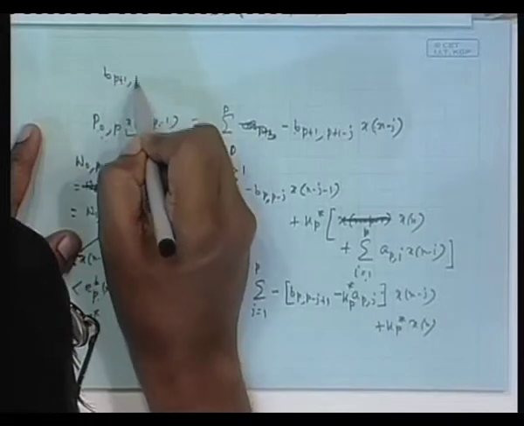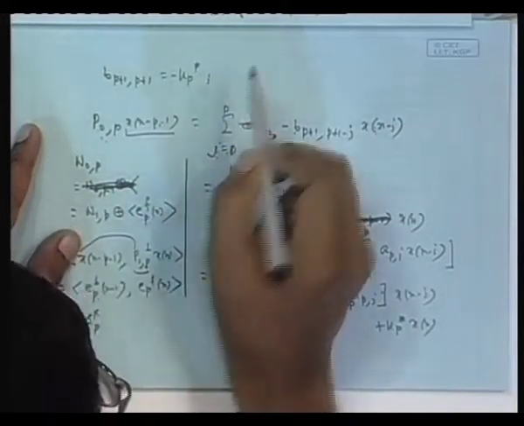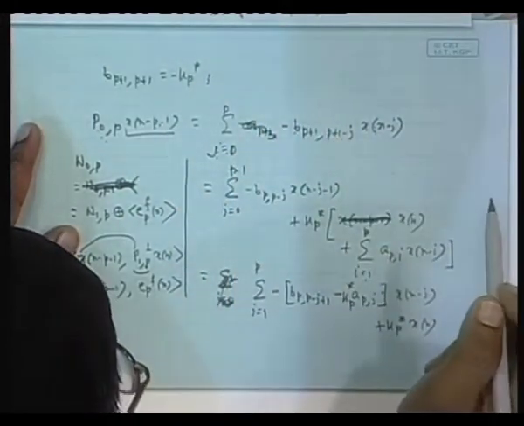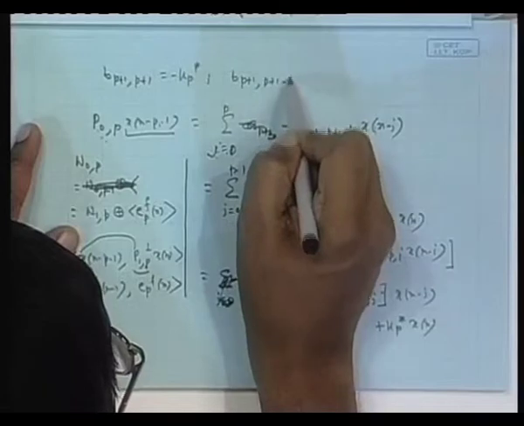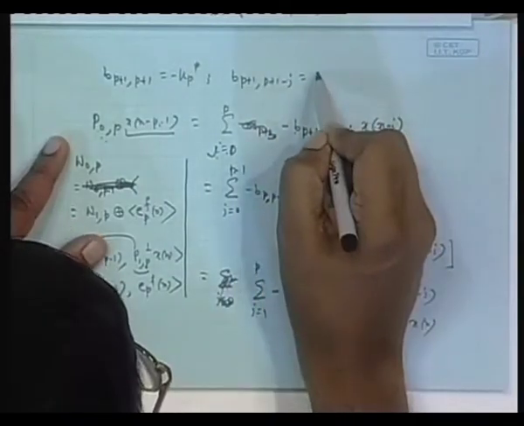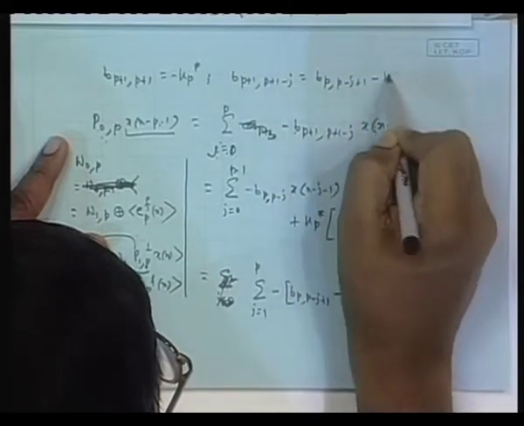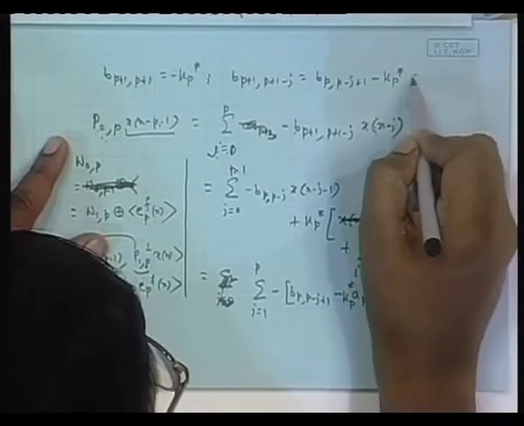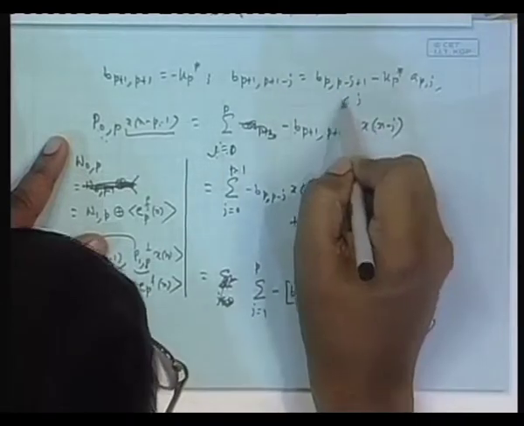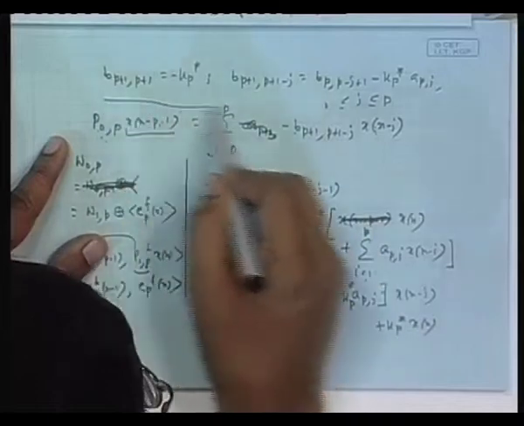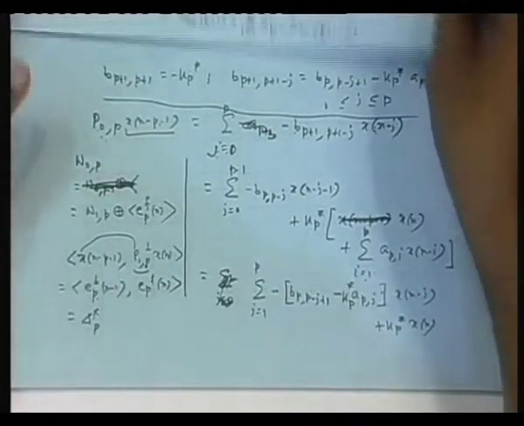That means b p plus 1, p plus 1 when j equal to 0, that is minus kp star, and otherwise b p plus 1 comma p plus 1 minus j is, that is for j in this range. Okay. All that is fine as long as p is 1, that is we start at p equal to 1 and go ahead.